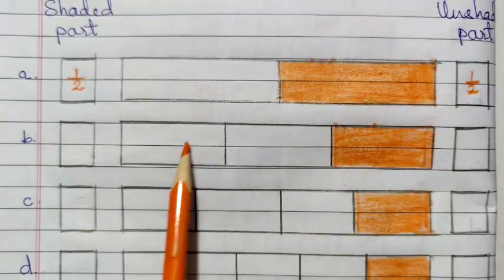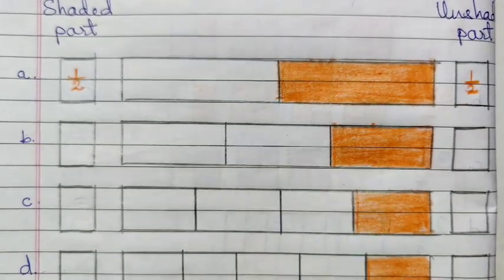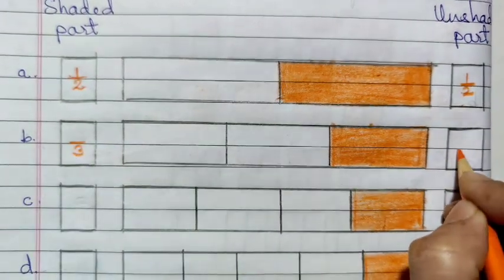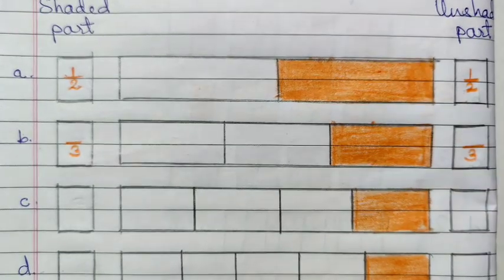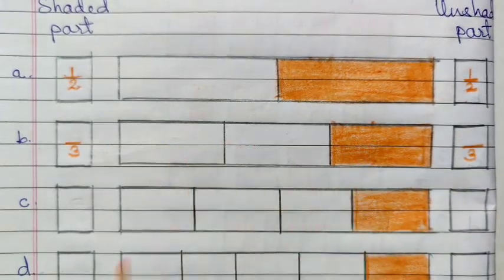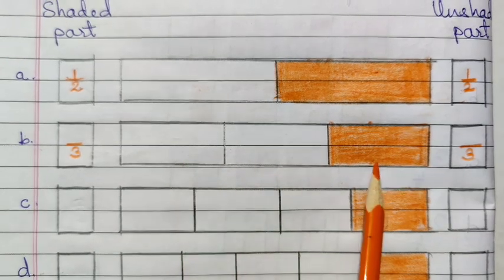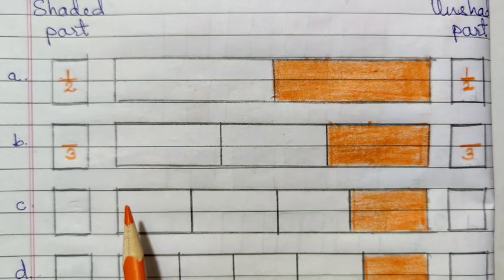Count the number of total parts. 1, 2, 3. That means the down number is 3. Similarly here also the down number is 3. Okay. What is the down number? Down number is the total number of parts. Now, look at it very carefully. There are 3 parts. Okay, now out of these 3 parts, how many parts are colored?